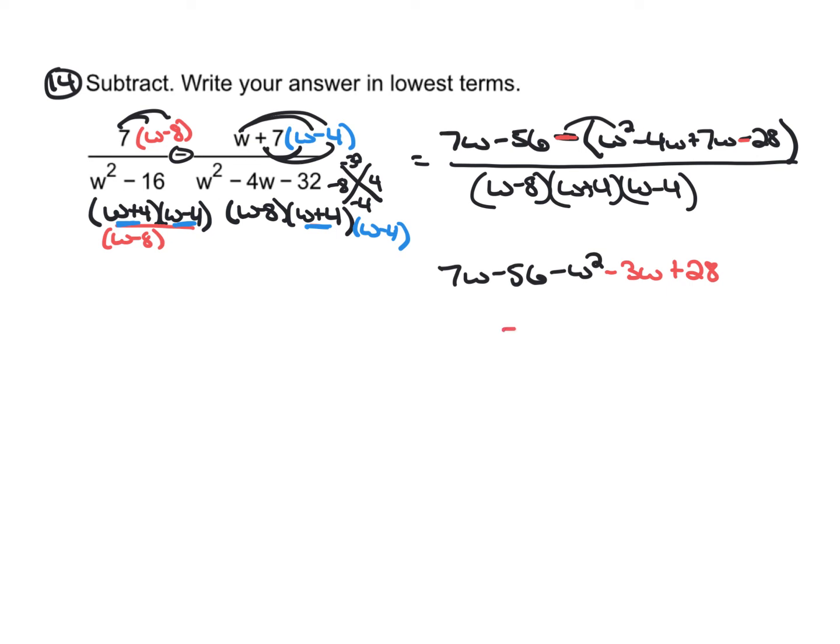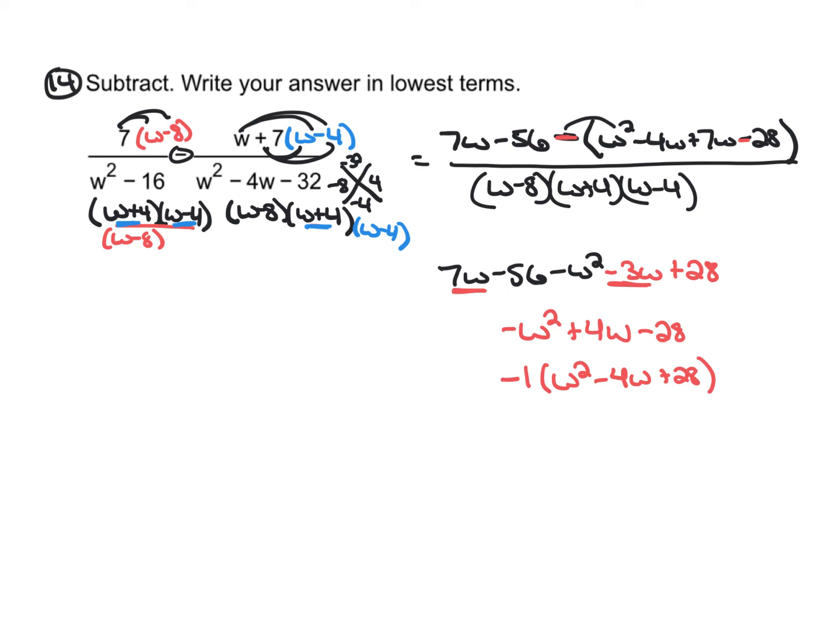So I have a negative w squared, 7w minus 3w is 4w, negative 56 plus 28 is minus 28. I very much dislike negatives in front of my squared term, so I'm going to factor out a negative 1 and switch all the signs. So that's a positive w squared minus 4w plus 28.